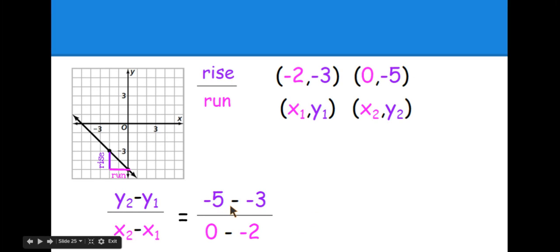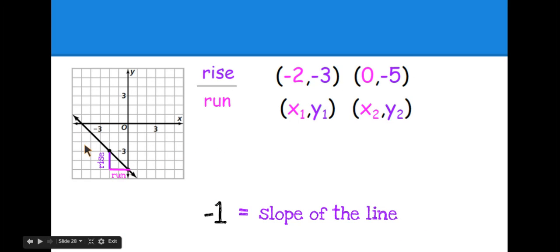Well, -5 minus -3 is -2. 0 minus -2 is 2. We've got -2 divided by 2, which is equal to -1. The slope of this line is equal to -1.